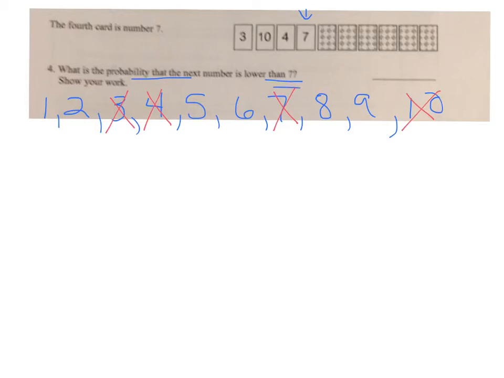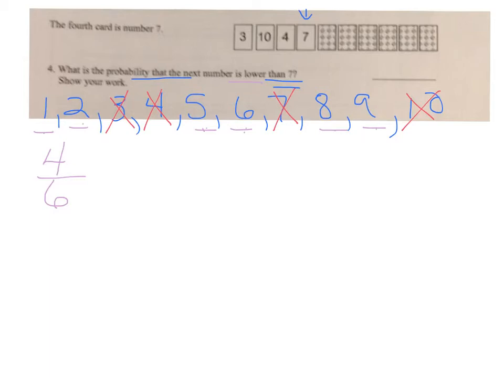Okay, well, let's take a little look-see here. Here's the 7. So there's a chance of 1, 2, and then there's a chance of 1, 2, 3, 4. There are a total of 1, 2, 3, 4, 5, 6. There are a total of 6 chances altogether. And they want to know the probability that the next number is lower than 7. Well, there are 1, 2, 3, 4 chances out of the 6 that it's going to be lower than 7.